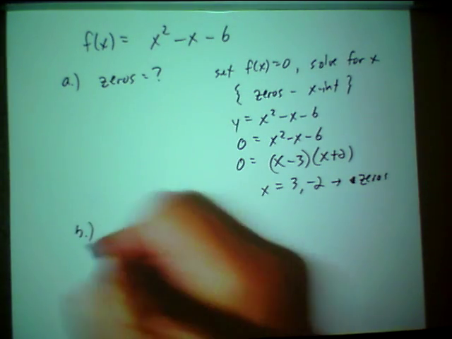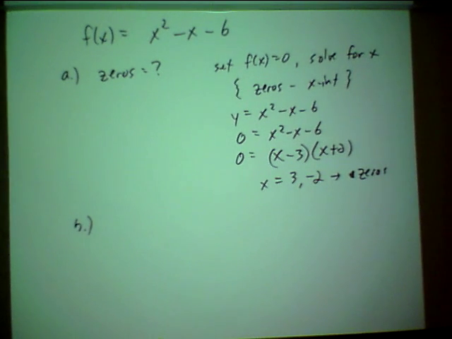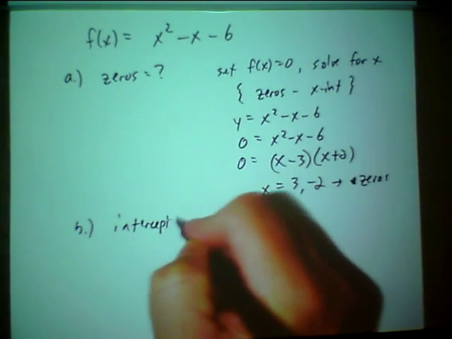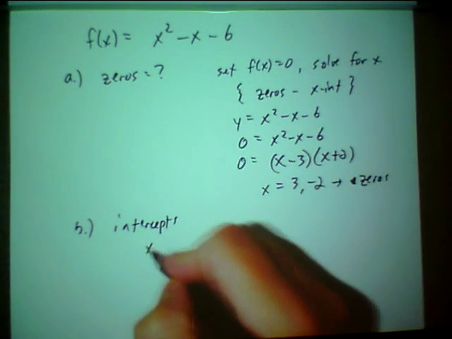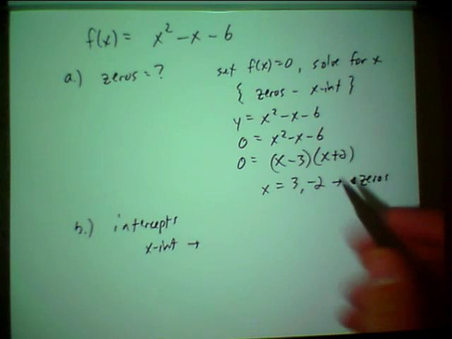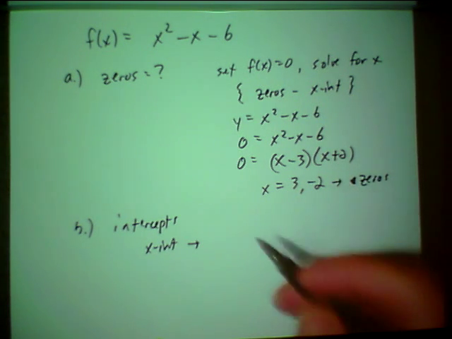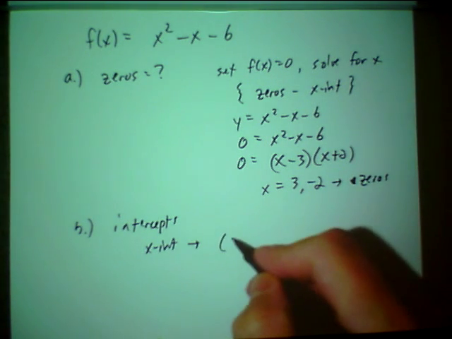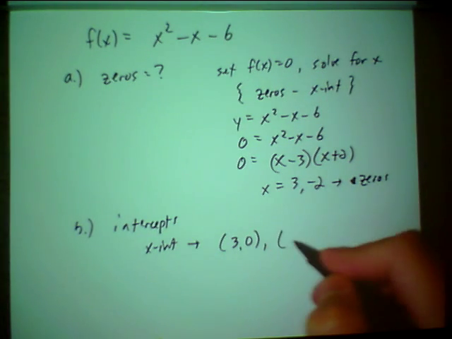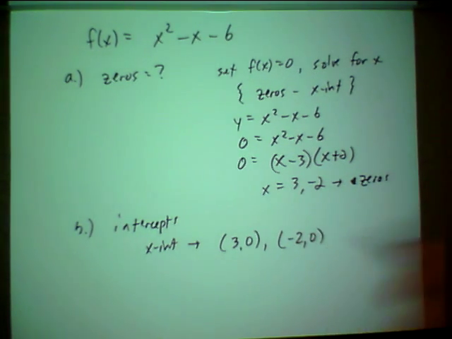But what's interesting, you get to part B, and what do they ask for? The intercepts. Well, I've already got the x-intercepts. I just found those. And I think they like you to write them as an ordered pair. So I would say (3, 0), that's my first x-intercept, and then (negative 2, 0).